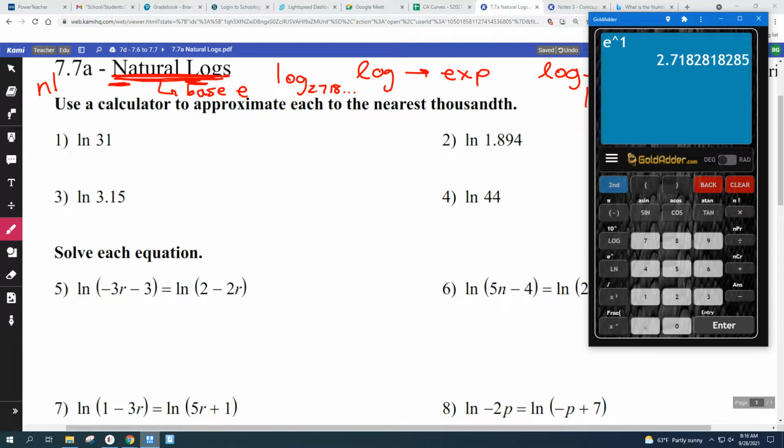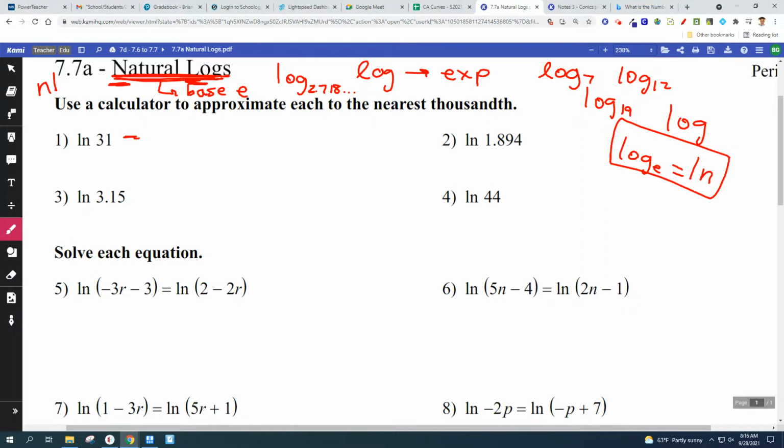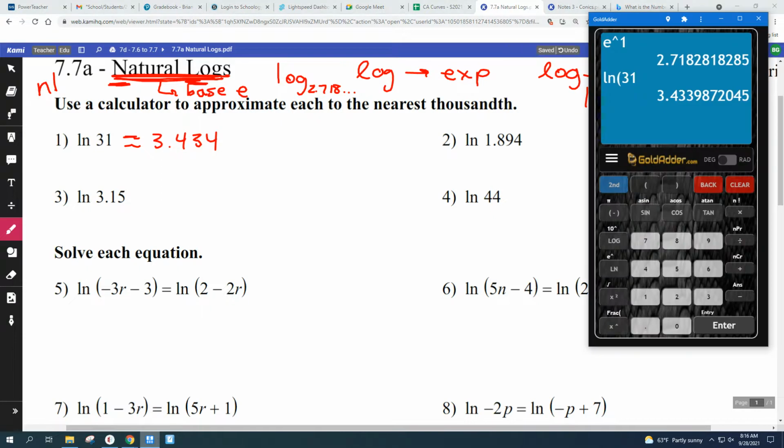Okay? So the easy part of problem number 1, that says natural log of 31, we can just hit that on our calculator. LN 31 is 3.43. It says round to the nearest thousandth, so that's 3 decimal places, 434. 3.434. All right, now remember what we're finding.